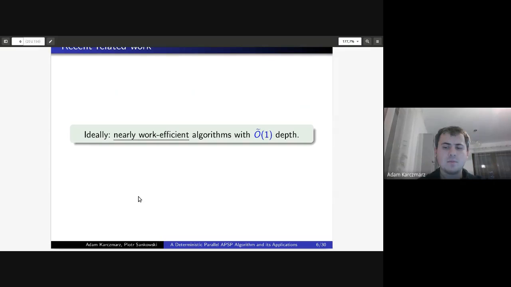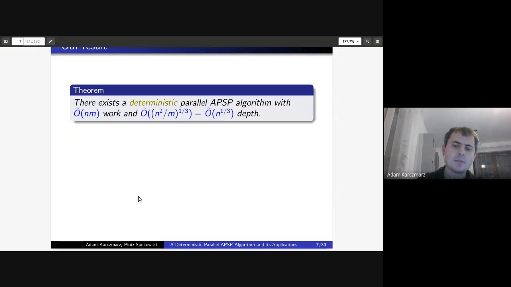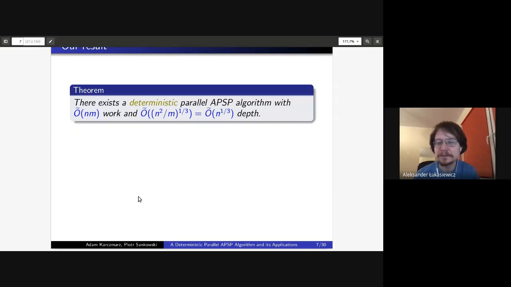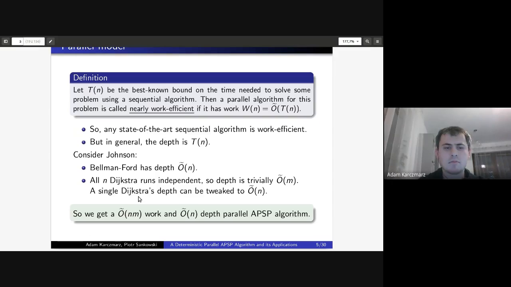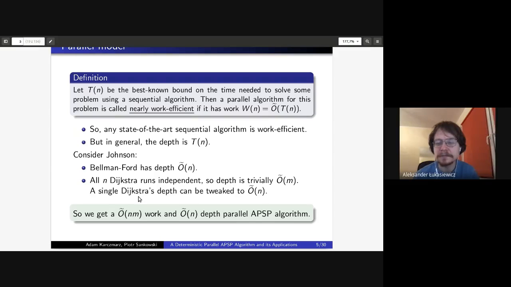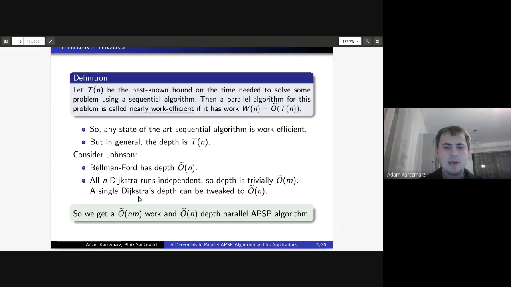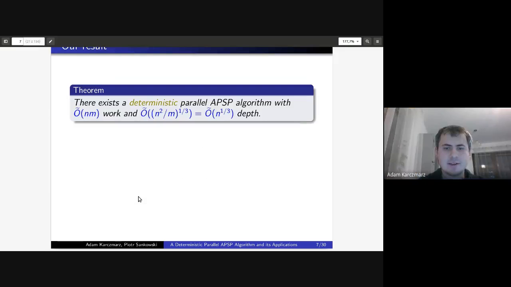If I may ask, I would like to understand better how this depth works. Is it easy to show that the depth for Bellman-Ford is O of n? Yes, it's easy. I will go through it in a moment. Okay. Sorry. I will cover it in my preliminaries.